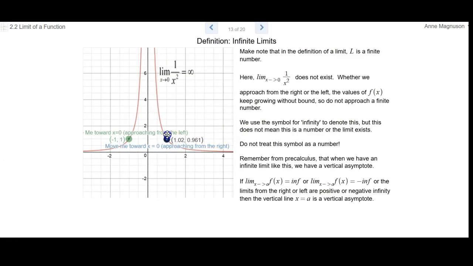So let's talk about when that value of L is not a finite number. In this case, the limit doesn't exist, and they're called infinite limits.